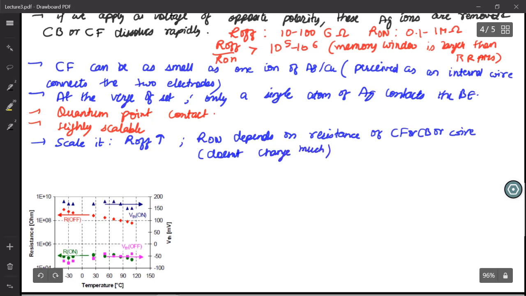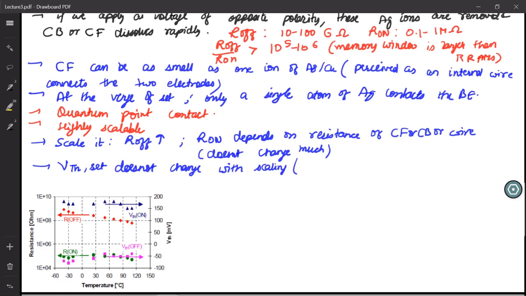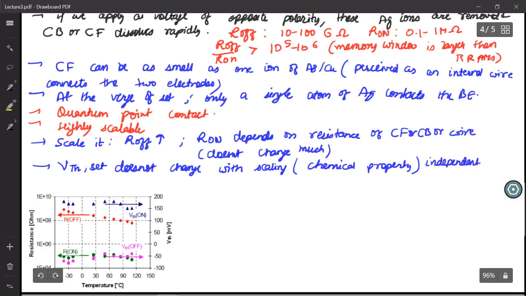And can you comment about the threshold voltage here? Will that change with scaling? The threshold voltage, VT set, also does not change with scaling. What is the reason behind that? The reason is simple. It is a chemical property, and that is independent of scaling, right?